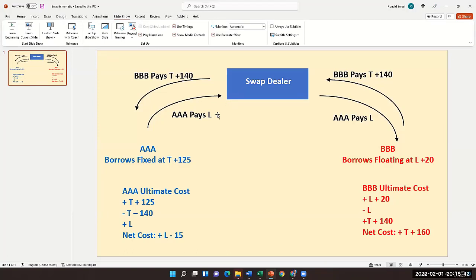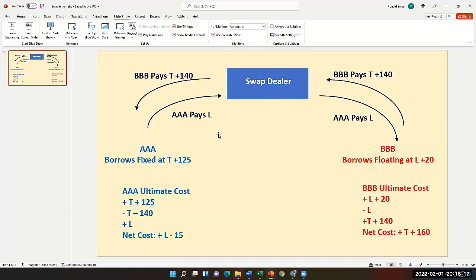What's happening is AAA is trying to manage their interest rate risk. And to manage their interest rate risk, they really want to borrow floating. But they're better off borrowing fixed and swapping the floating. So they've reduced their interest rate risk by doing this, and they did it at a really good rate, but they're picking up credit risk with this swap dealer. But it's a really interesting swap credit risk because sometimes the swap dealer owes them money, and sometimes they owe the swap dealer money.